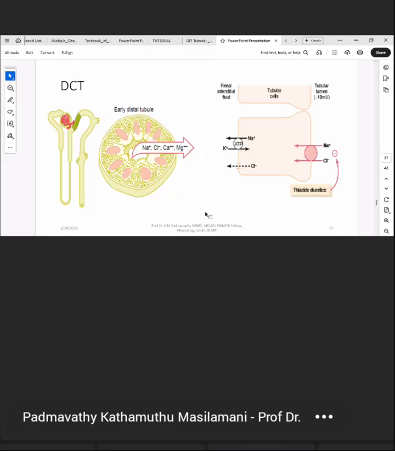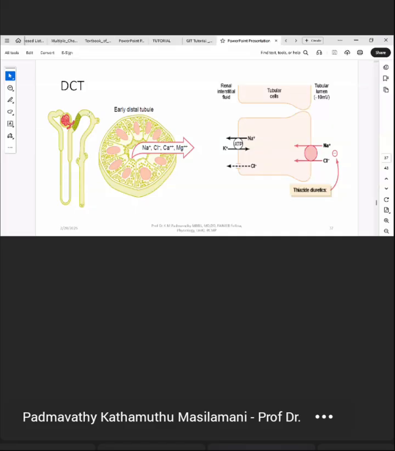Okay, distal convoluted tubule. I already mentioned the early part of the distal convoluted tubule, where you have the macula densa cells. You can see the picture here. So you can see this is the portion where you have the macula densa. This is the early part of the distal convoluted tubule, which is involved in chemoreceptor activity. That means it determines the sodium level of the tubular fluid.